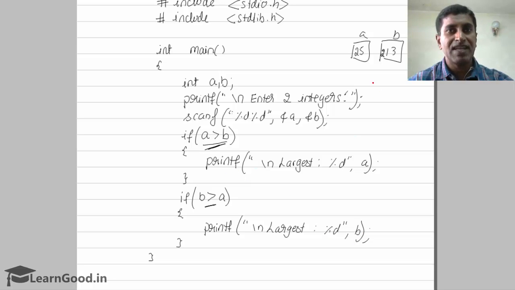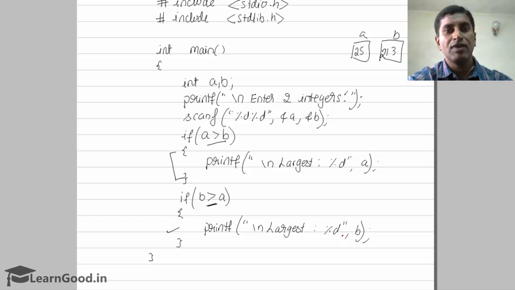In the previous case, when the a value is 25 and the b value was 13, this condition is true, it will execute largest as 25, whereas this condition will be false. B is greater than a, 13 is greater than 25, the condition is false. That means this will not get executed, only this part has got executed. In the second case, when the a value is 25 and the b value is 213, 25 is greater than 213, this condition is false, so this will not get executed. Whereas 213 is greater than 25, the condition is true. In that case, this will get executed, that is largest is equals to b.